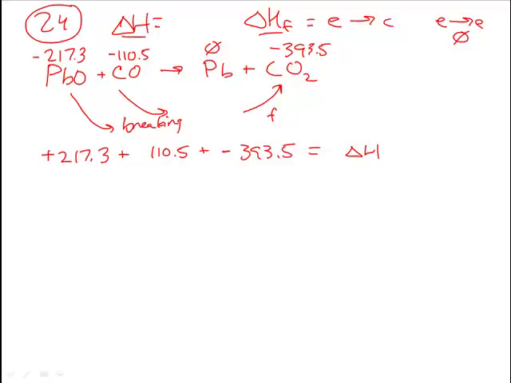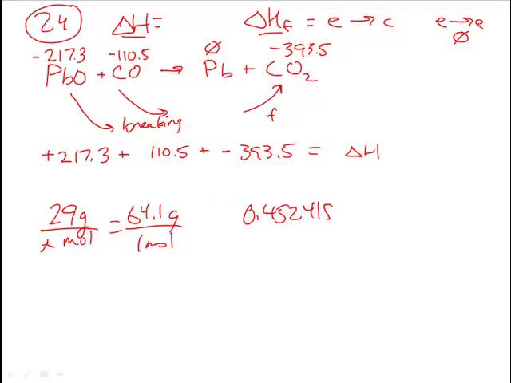For number 35, you've got some sort of mass of silver. This is 29 grams in this example. The first thing you do is convert it into moles. So there's 64.1 grams in 1 mole. The amount of moles is about 0.452418 moles.